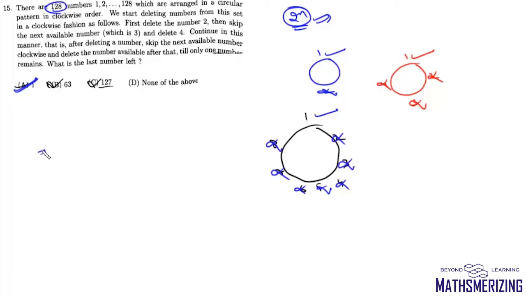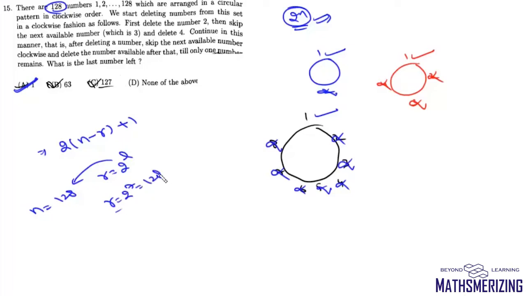The number that we'll get in the end will be 2n minus r plus 1, where n is the total number of numbers given, which in this case is 128, and r is the power of 2 which is closest to this number 128. Now we know that 2 to the power 7 is 128. So for this question, r itself is 128. So this is given by 2 times 128 minus 128 plus 1. So it'll always be 1. And that's your option number A.